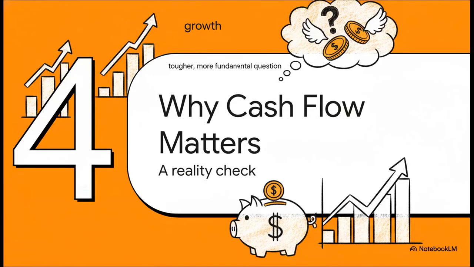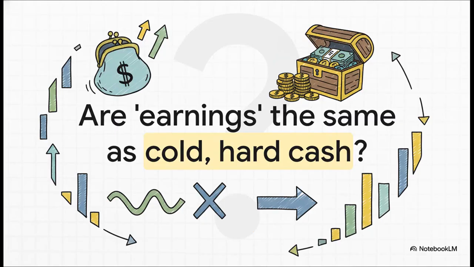All right, Section 4, why cash flow matters. We've added growth, which is awesome, but now we need a crucial reality check on a company's earnings. Here's a question for you. Are earnings the same thing as cold hard cash? You might think so, but the answer is a big fat no. You see, because of accounting rules, a company can say it made a profit on a sale, even if the cash from that customer isn't in their bank account yet. Paper profits and real cash can be two very different things.